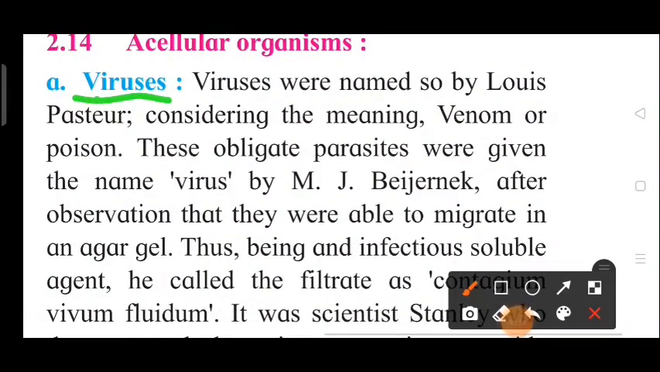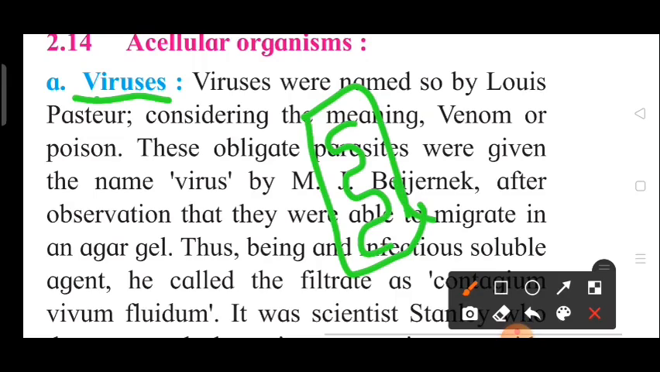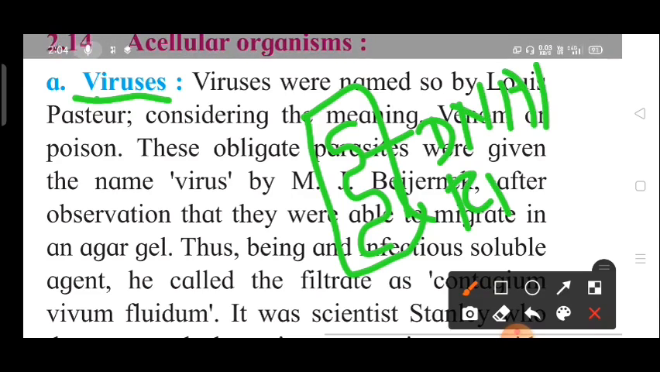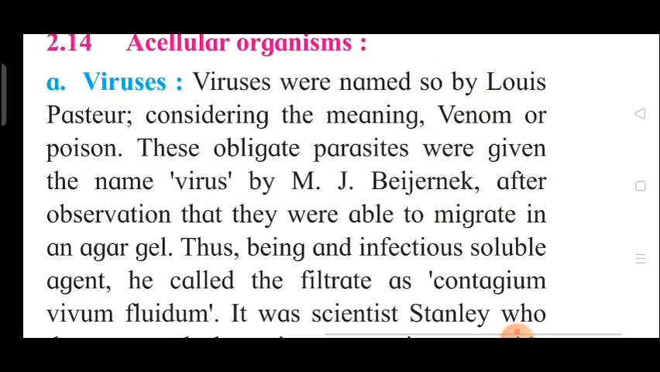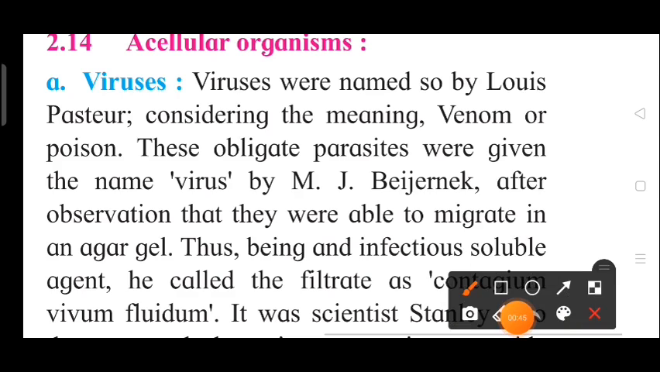Viruses are made up of a protein coat, and inside the protein coat they have DNA or RNA as their genetic material, means they do not have cells, they are not made up of cells, so these are called acellular organisms. They were named by Louis Pasteur, considering the meaning venom or poison.